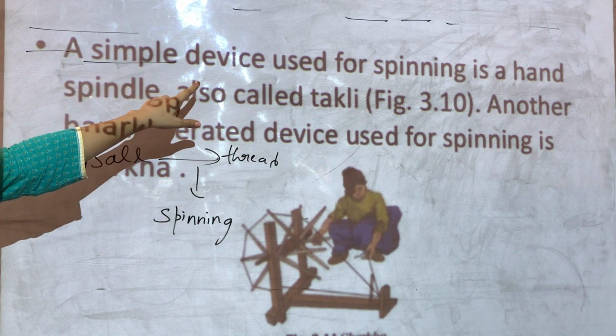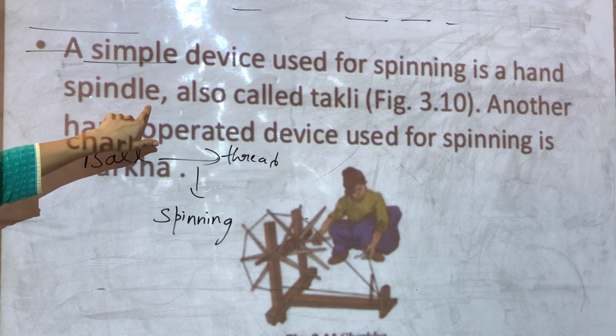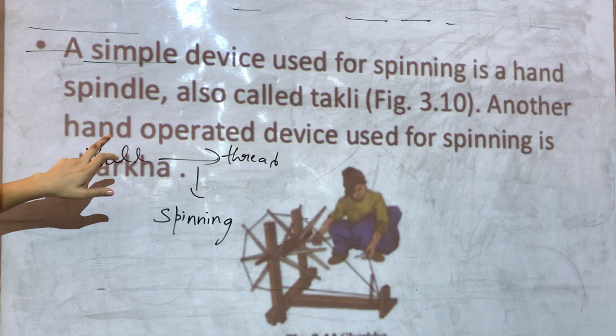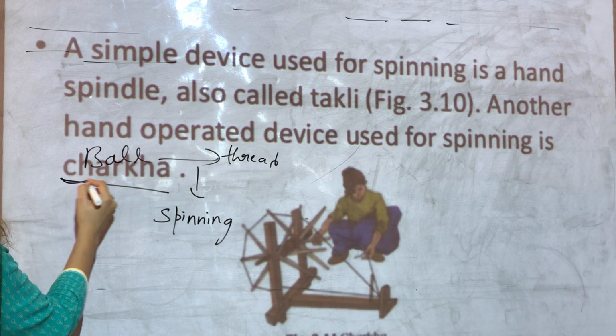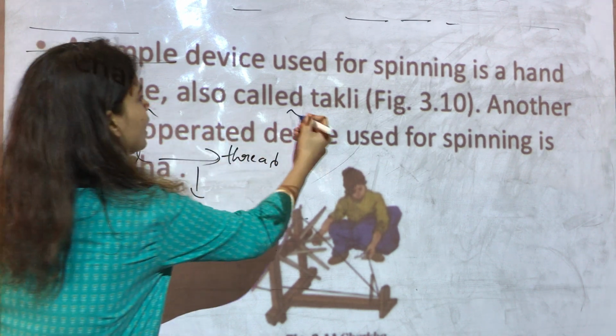A simple device used for spinning is a hand spindle, also called takli. Also a hand operated device used for spinning is the charkha. So hand used devices are charkha, spindle and takli.